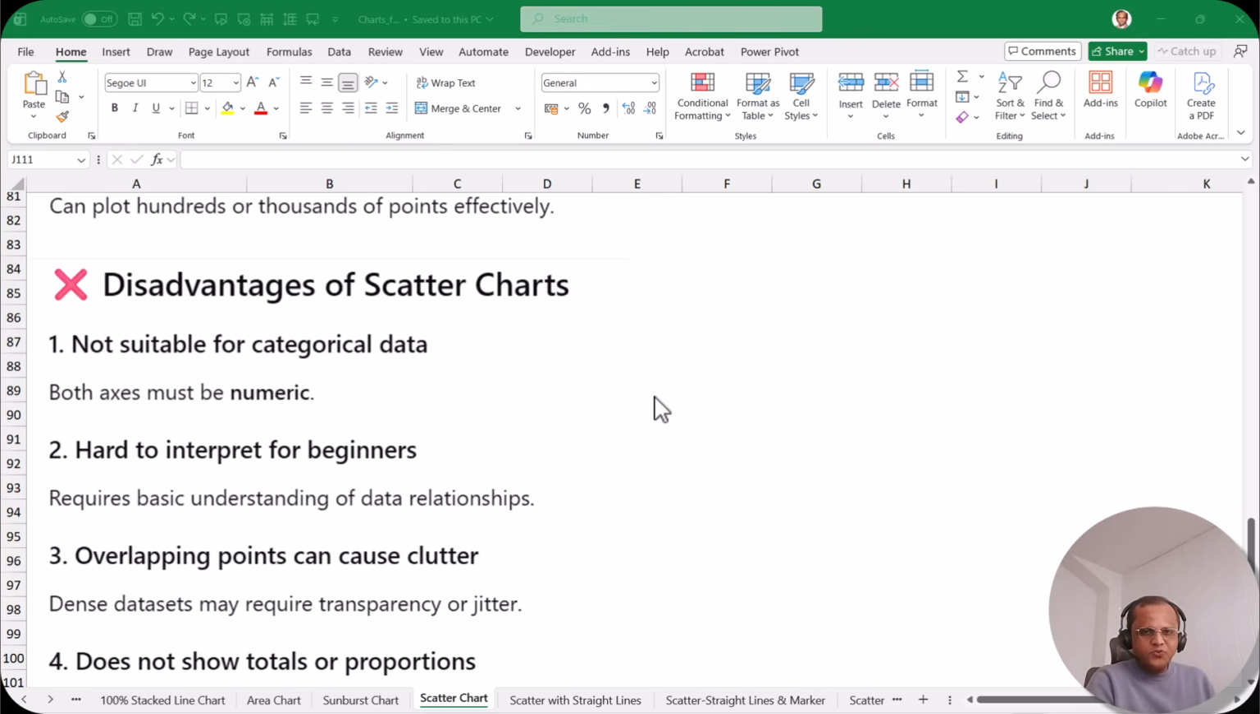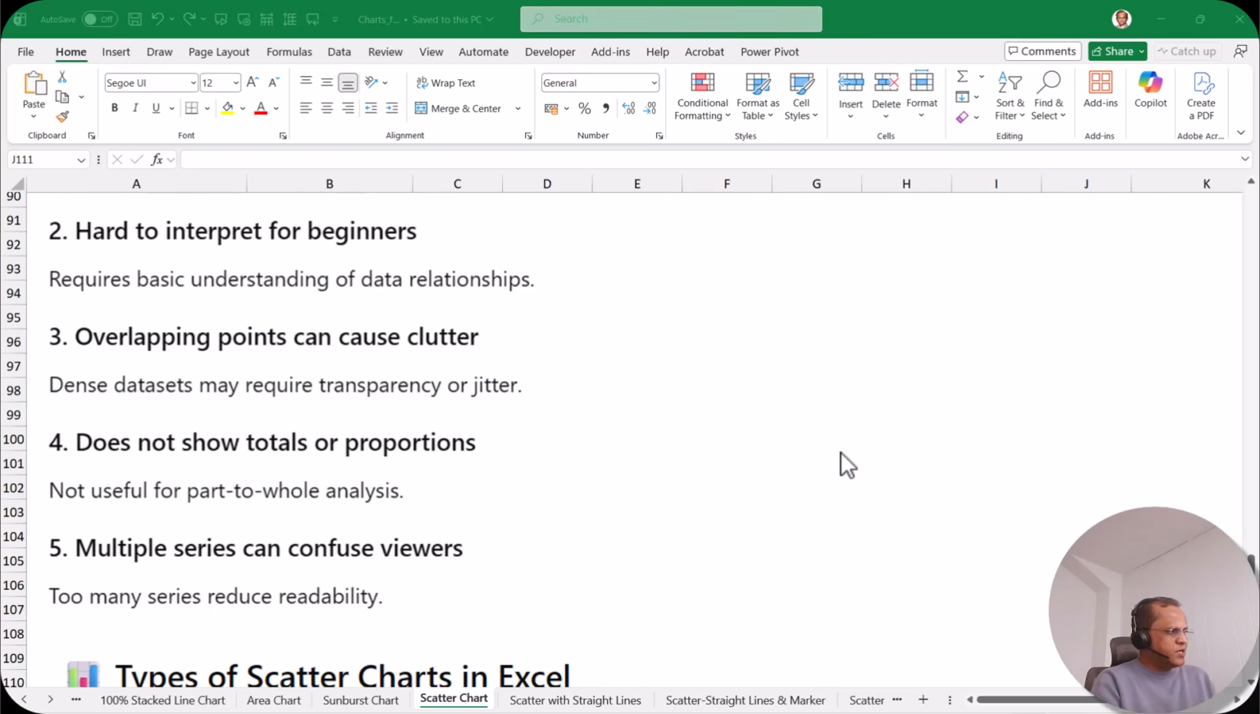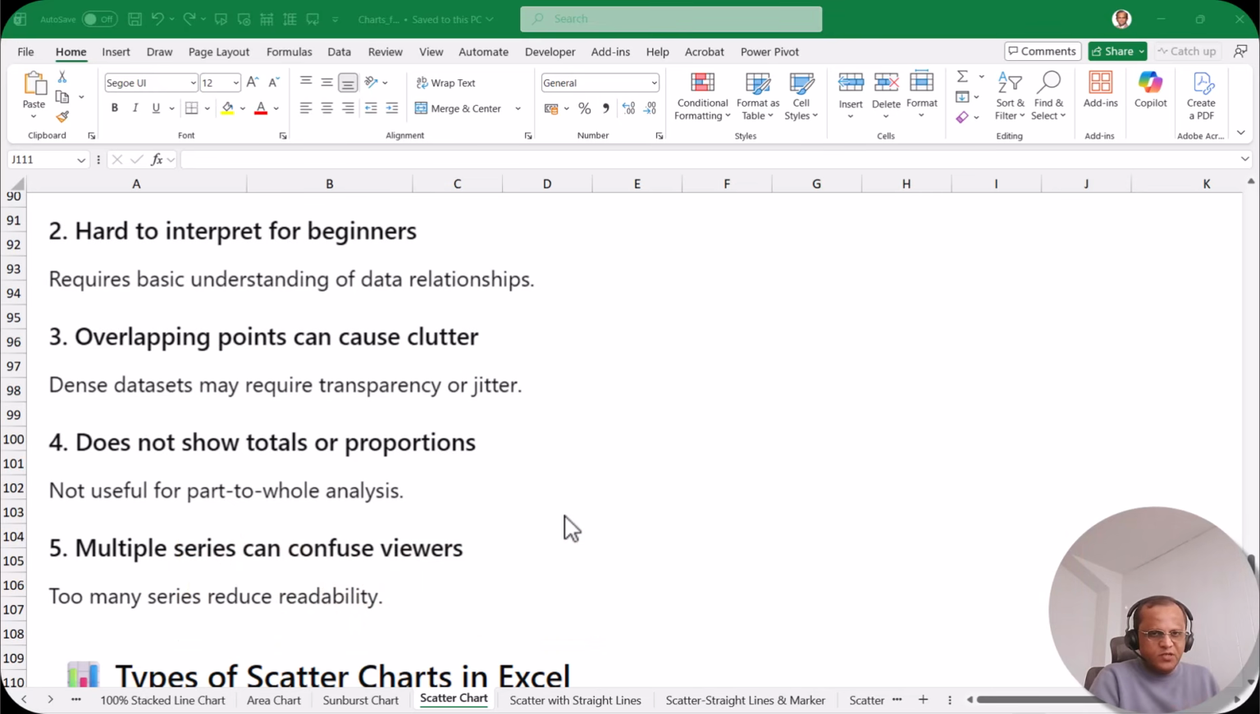Whenever you are new to the scatter chart, it takes some time to analyze this data. The third one is overlapping points can cause clutter. Let's say at one particular area we are having a lot of points. Sometimes it is not easy to analyze points which are very near to each other. It does not show totals or proportions, so it is not useful for part-to-whole analysis. Normally for part-to-whole analysis we use charts like the pie chart, donut chart and tree map, but here it is not possible.